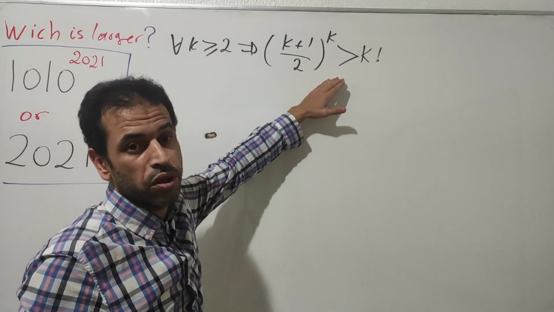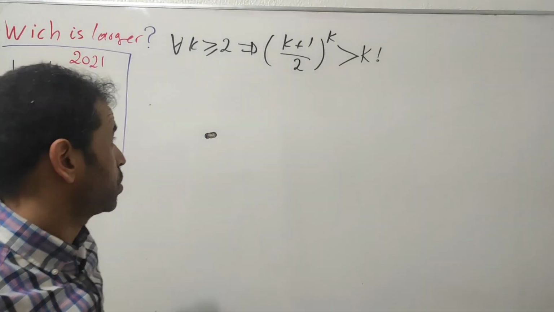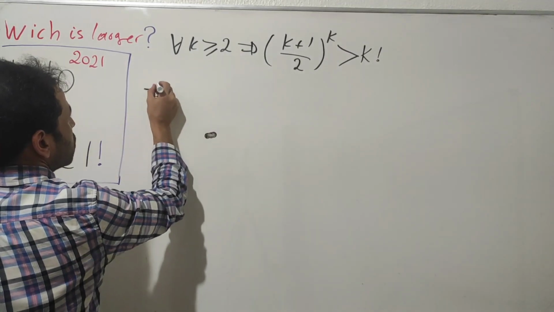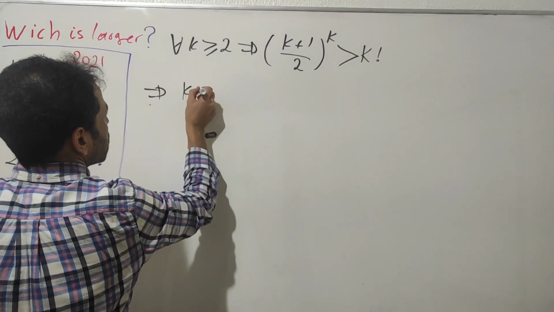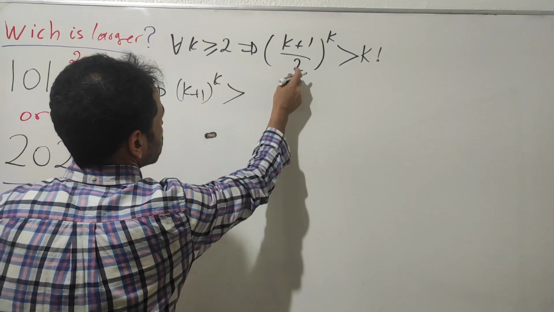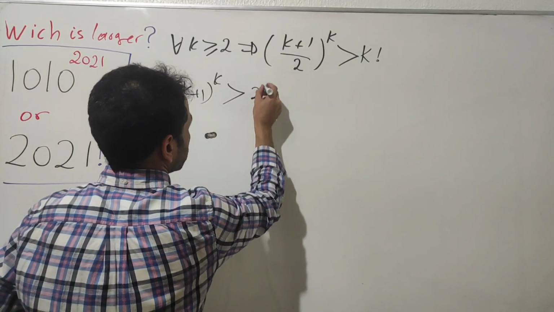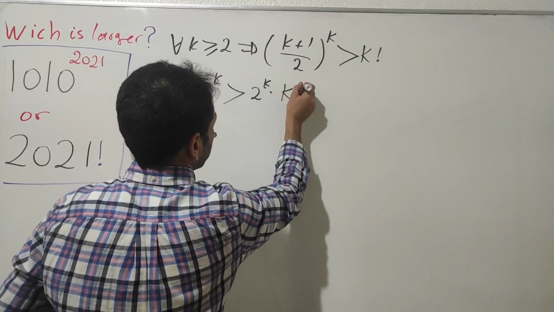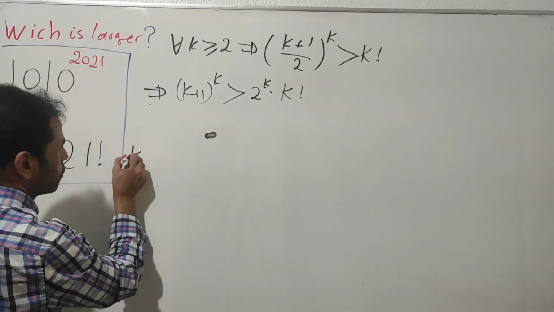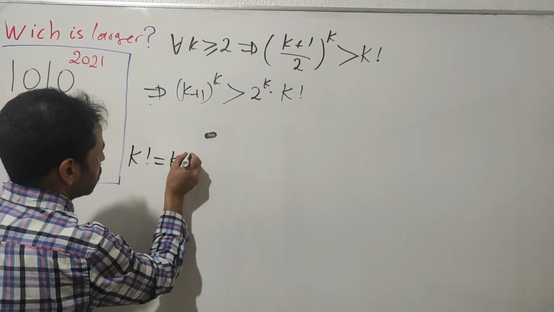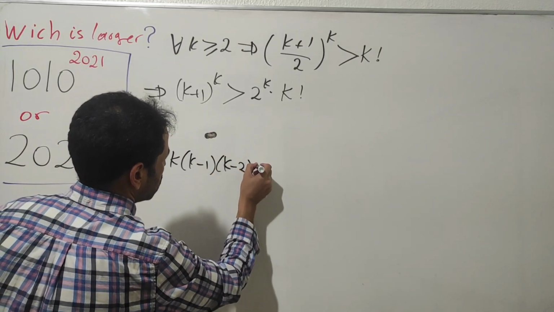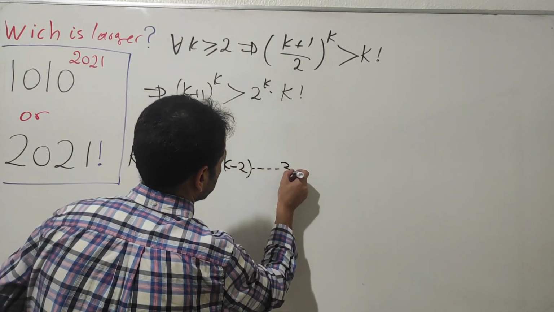I'm not going to use the induction hypothesis, I'm going to use a different method here. So by cross multiplication, for this one I get (k plus number 1) to the k. By taking this number 2 to the other side, I get 2 to the k times k factorial. Okay, so we know k factorial equals k times k minus 1 times k minus 2 and all the way down to 3, 2, 1.